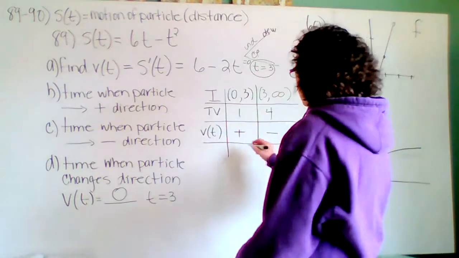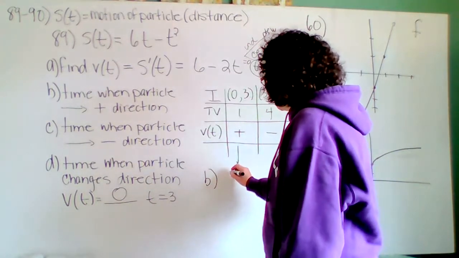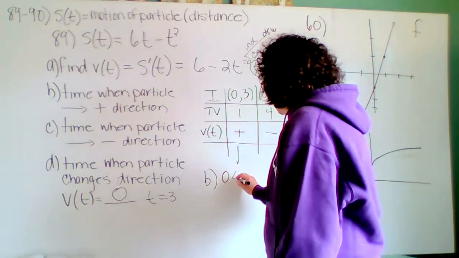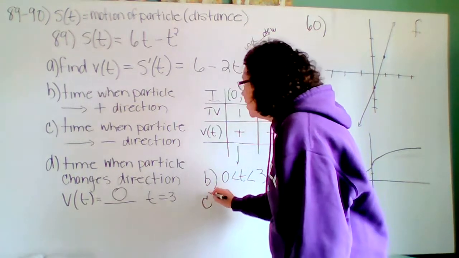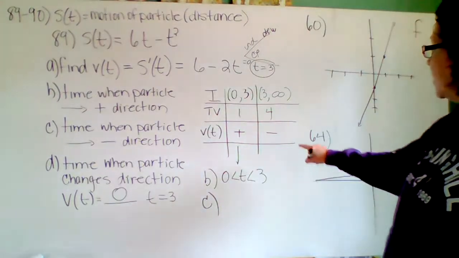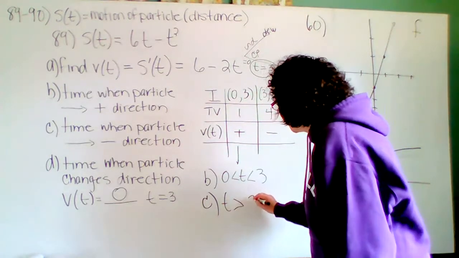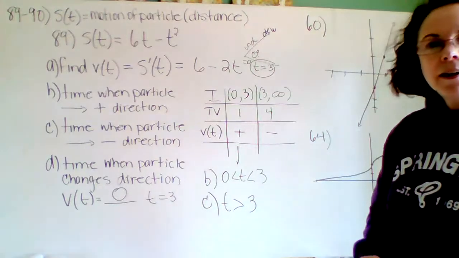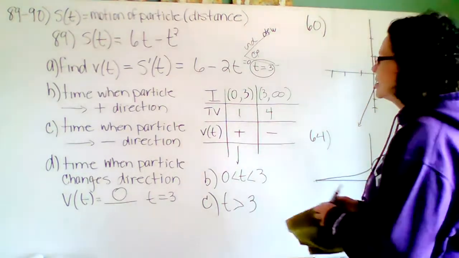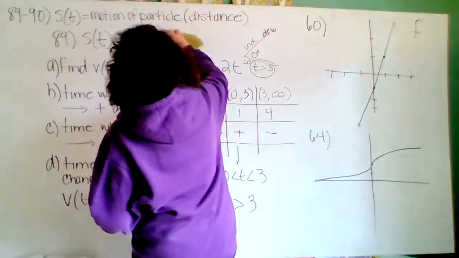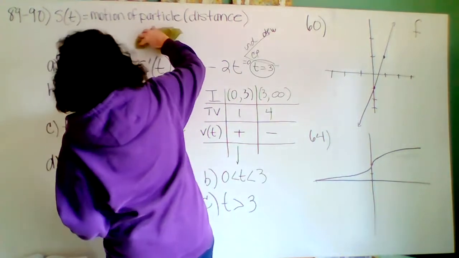I'll go ahead and put that right here. B would be a time from 0 to 3. There's C. When is the particle moving in a negative direction? That would be at a time greater than 3. Okay, so actually they were asking us everything about a first derivative chart. Let's answer the same questions for number 90.